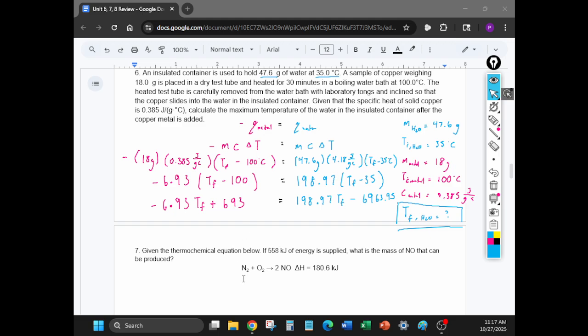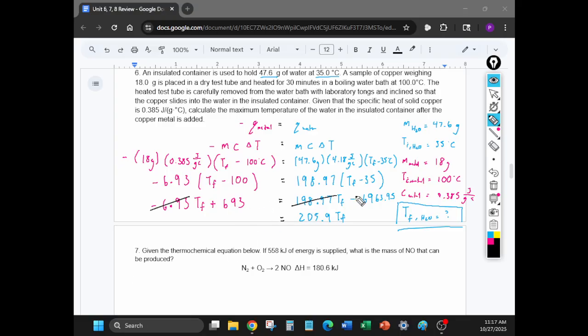Okay, we just distribute. And then what we need to do is separate, or basically solve for like terms at this point. So let's move negative 6.93 TF to the other side. Now to get rid of this, we just need to add 6.93 on both sides. So on the right side, we'll get 198.97 plus 6.93, and we're going to end up with 205.9 TF. And that's if we add these two values together. Okay?